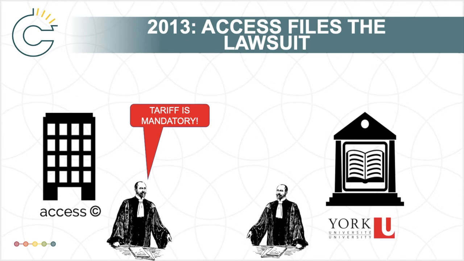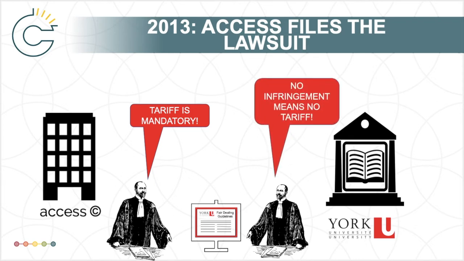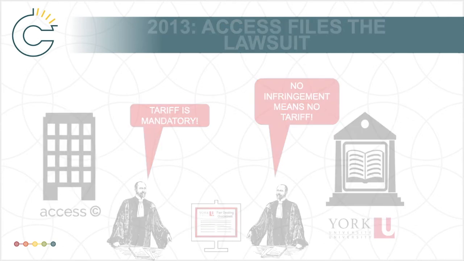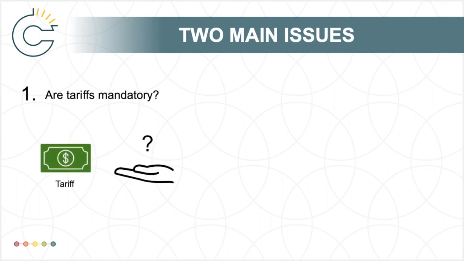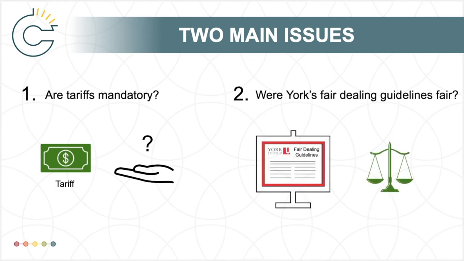York countered with a request that the court declare any copying it made under fair dealing guidelines to be fair dealing, and thus non-infringing. Therefore, York argued, even if a tariff was mandatory, they had not infringed copyright. Therefore, the two main questions in this case are, is the interim tariff that was issued by the Copyright Board mandatory, even for institutions who are not under a license with the collective? And can all copying done by York under the terms of its guidelines be considered fair dealing?